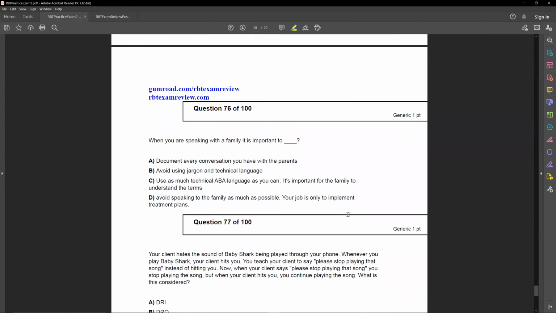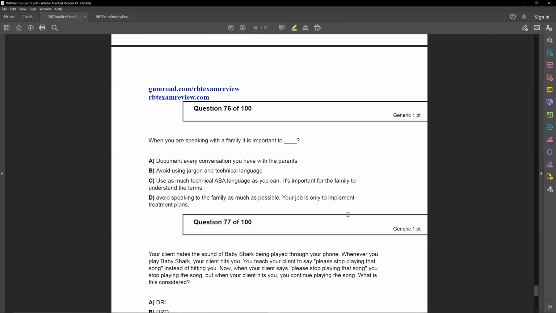76, ethics question, okay? When you're speaking with the family, it is important to blank. Okay, so the question doesn't give us a bunch. We just know we're in a scenario where we're talking with the family, okay? That should immediately key you in that this is sort of an ethics question, right? So we should be thinking common sense. We should be thinking a strong answer, but not too strong and not too weak, okay? So let's read our answer choices.